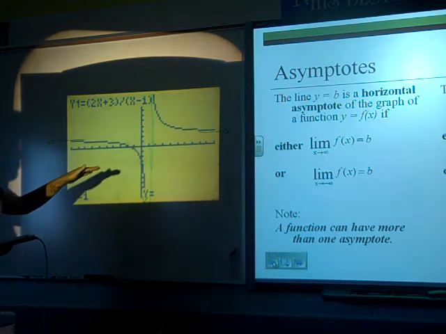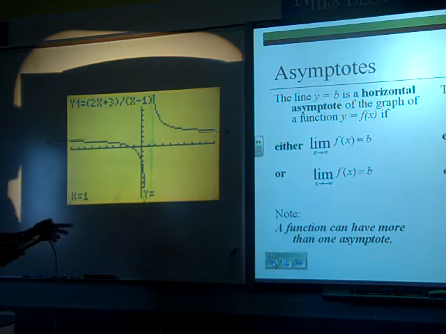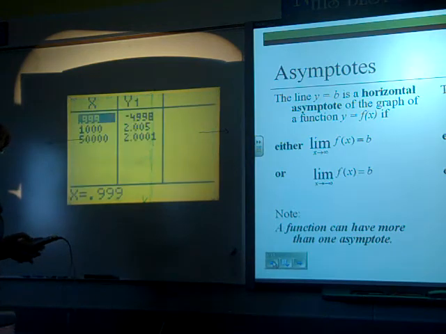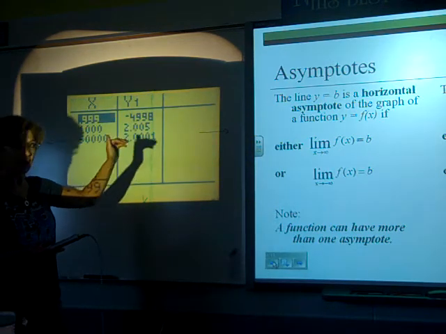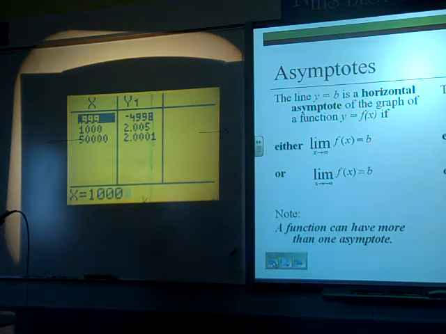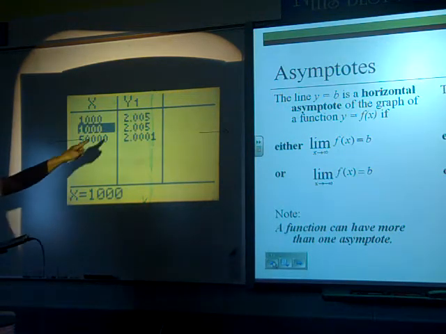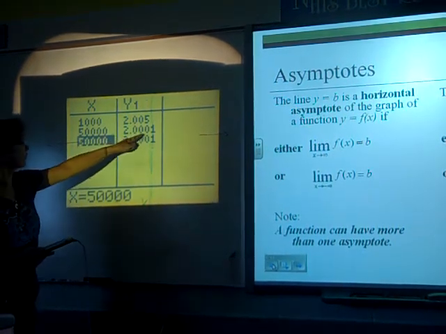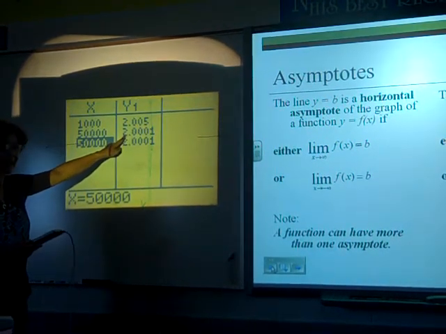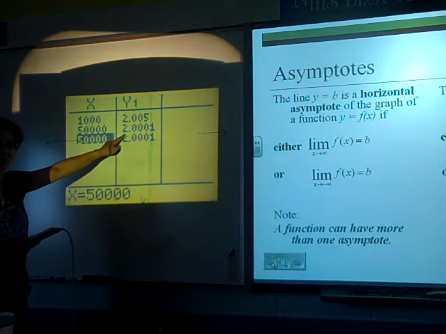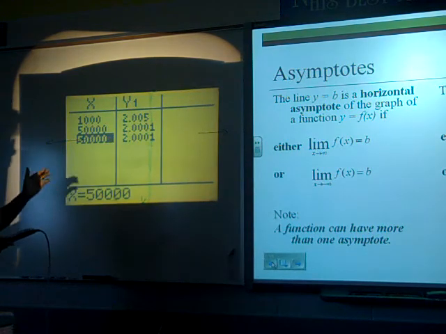Now to find my horizontal asymptotes, let's go to the table and ask, as x tends to infinity, for very large values. Here's 1,000 and I see it's 2.005. Here's 500,000, 50,000, 2.0001. So it's settling in, and the limit as x approaches infinity to the right is going to be about 2. That's going to be a horizontal asymptote to the right.